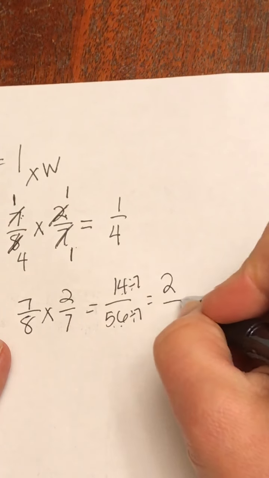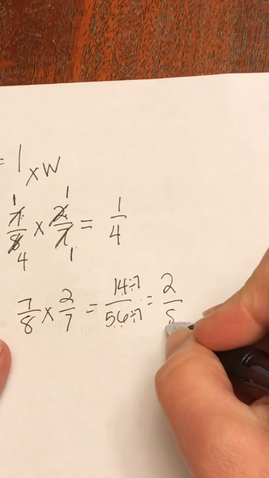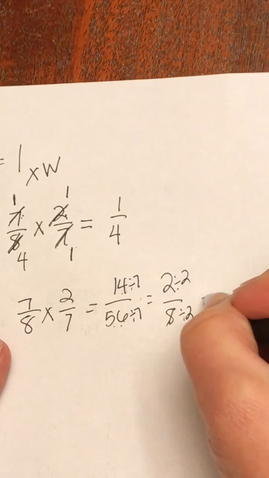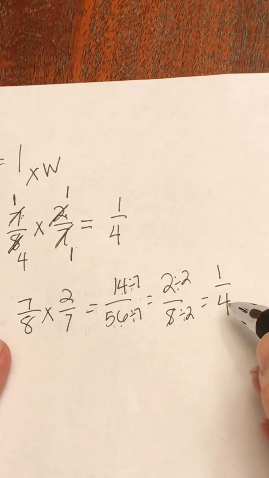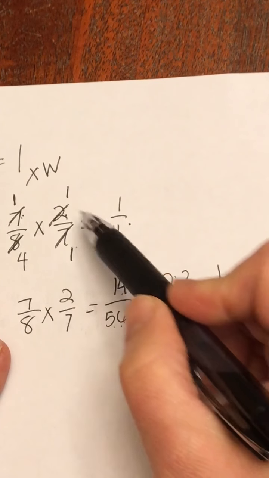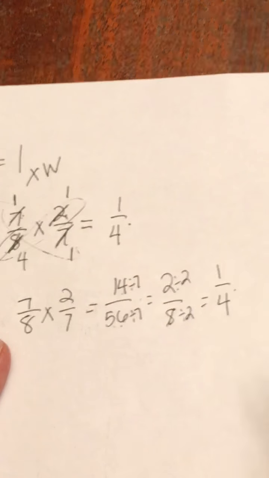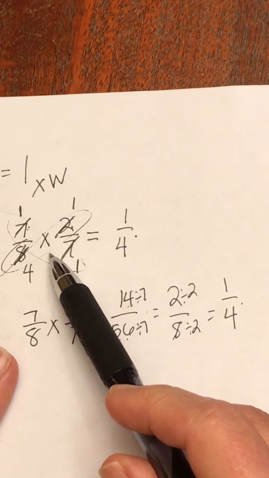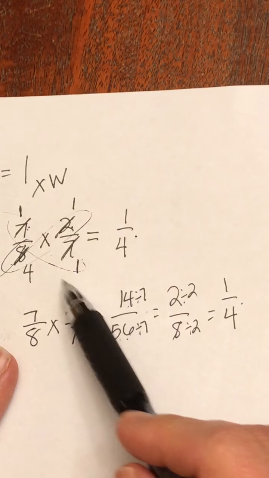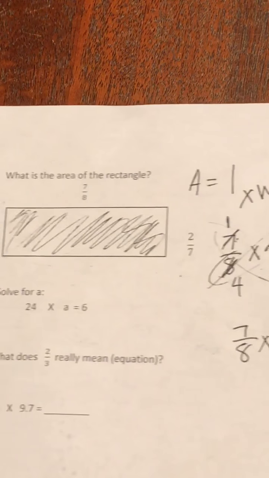7 goes into 14 2 times. 7 goes into 56 8 times. But I can still reduce it by 2 here. And when I do, guess what I get? 1/4. So if I can save myself a couple of steps and simplify, remember it has to be the guy across from it, kind of like the butterfly, then I'm being more efficient because I'm saving these steps down here. So my answer for 2 is 1/4.